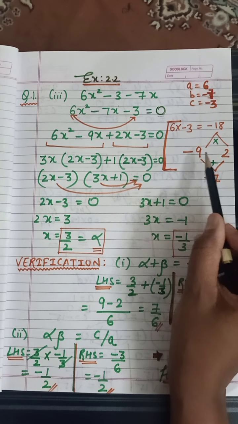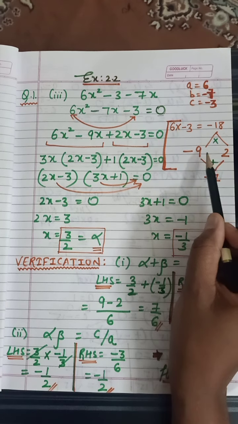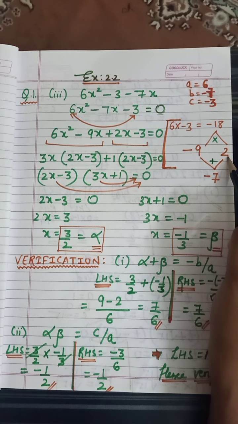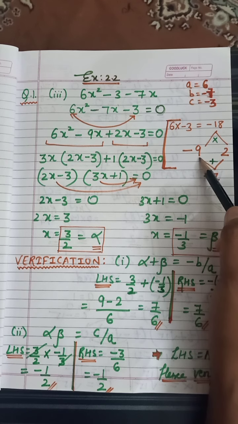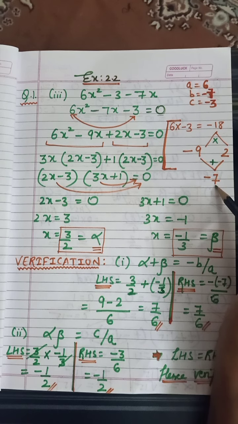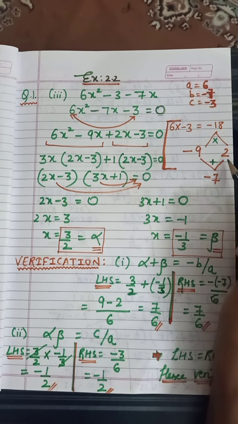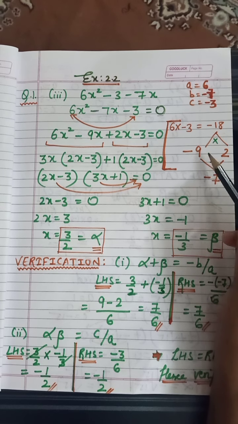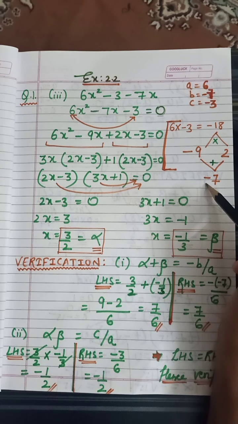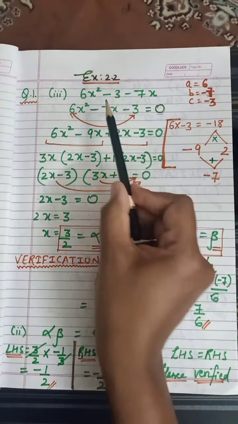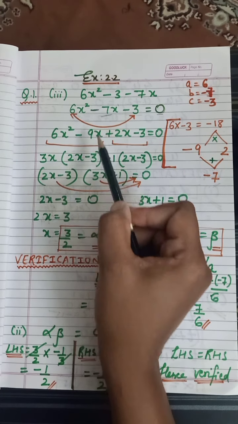So it will be minus 9 plus 2. Just check it. Minus 9 into 2 is minus 18. Minus 9 plus 2 is minus 7. Here, different signs, subtract the numbers. 9 minus 2 is 7. And the sign of the greater number is minus. So it will be minus 7. So we got the coefficient of the middle term, minus 7.